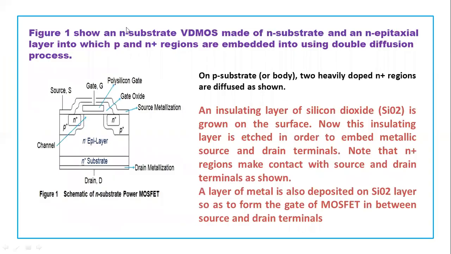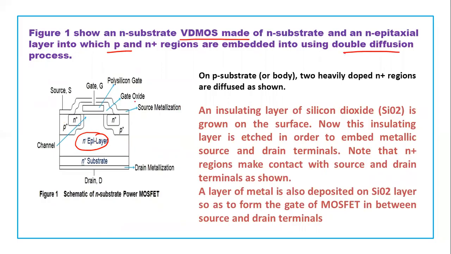So the figure shows a VDMOS, a metal oxide semiconductor made of an N substrate and an epitaxial layer. There is an N plus substrate and an epitaxial layer into which P and N plus regions are embedded. In the power diode also you have studied about an epitaxial layer, right? So N plus substrate, then N minus epitaxial layer, and on that we have the P regions, in which P and N plus regions are embedded using the double diffusion process.